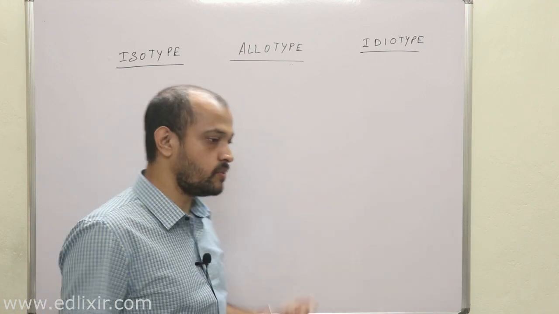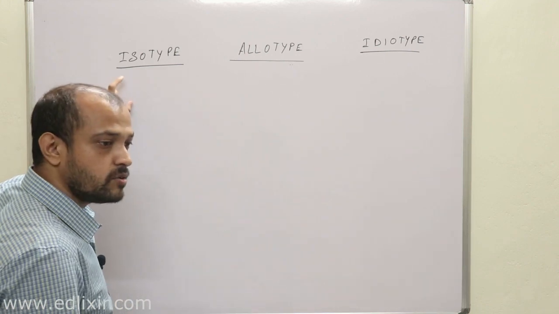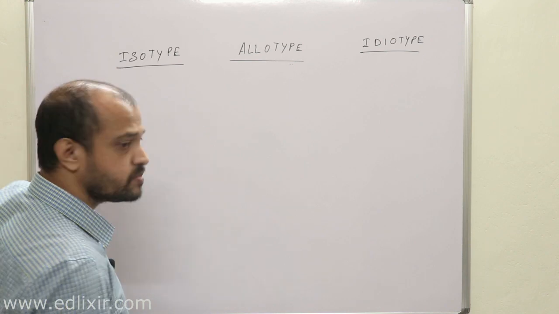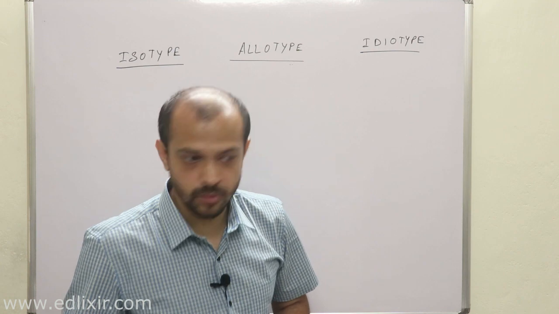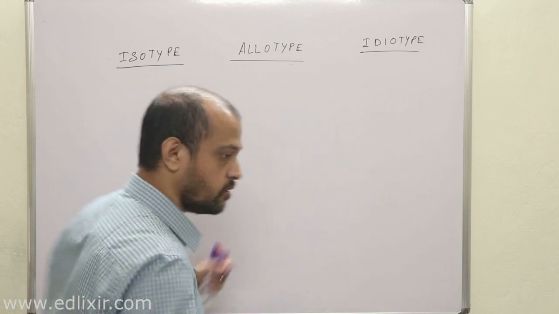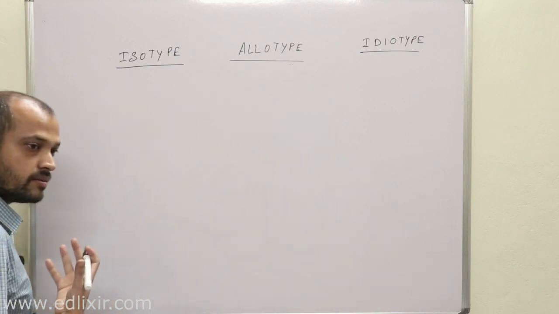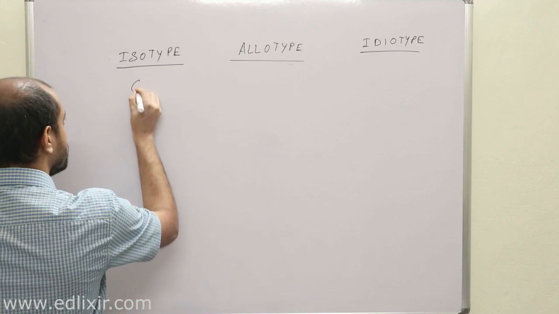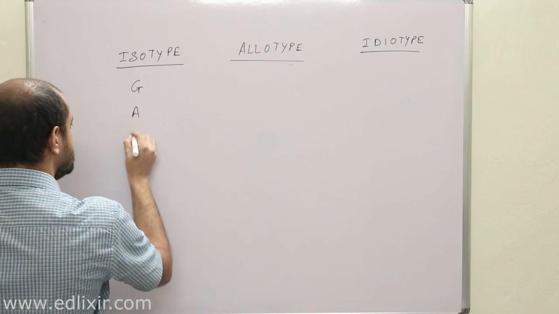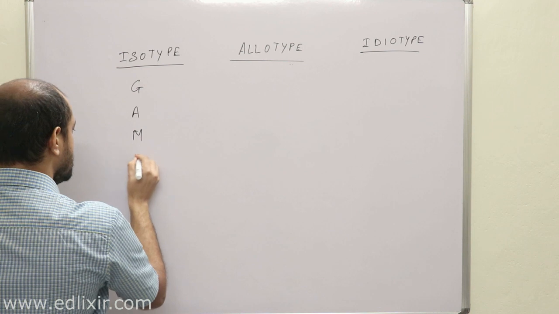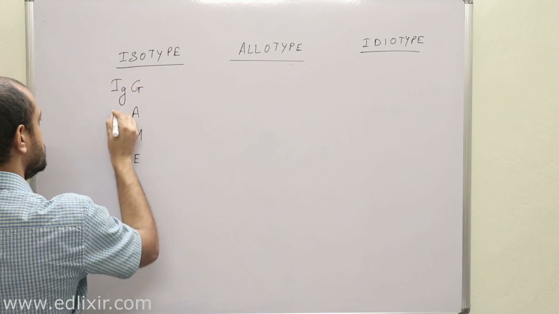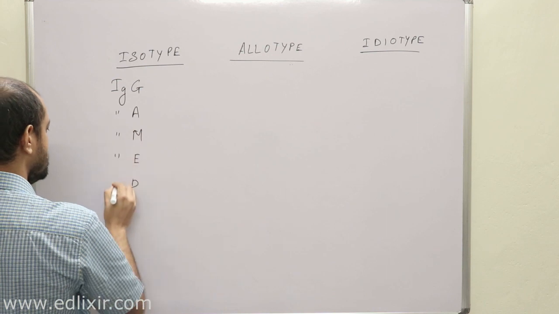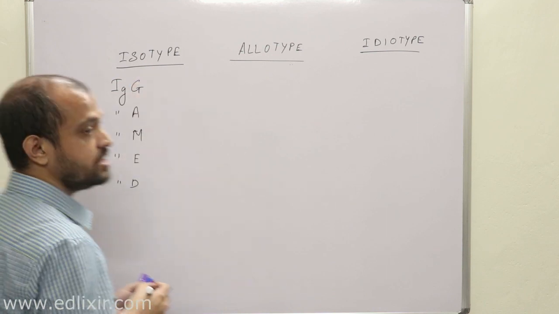Why? Now listen, what is isotype? Isotypes are all the classes of immunoglobulins present in a single species. We are humans, so we have got five classes: G, A, M, E, D, GAMED, right? IgG, IgA, IgM, IgE, IgD. So these are our isotypes.